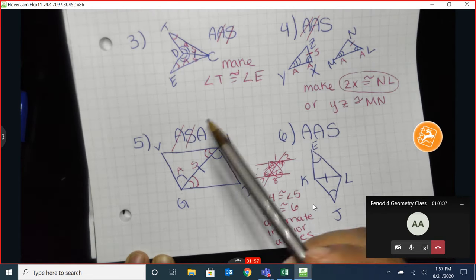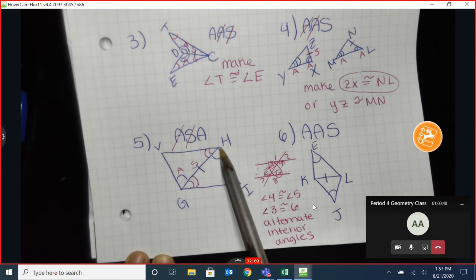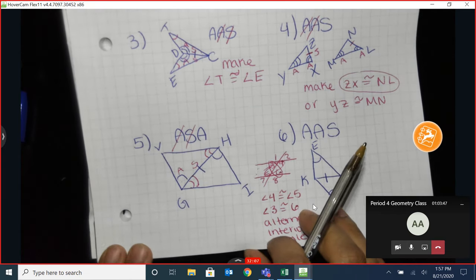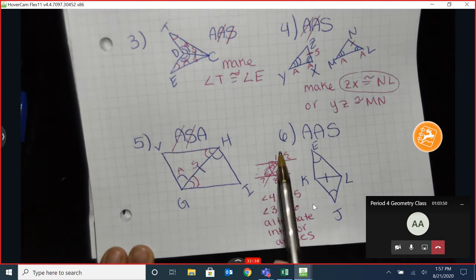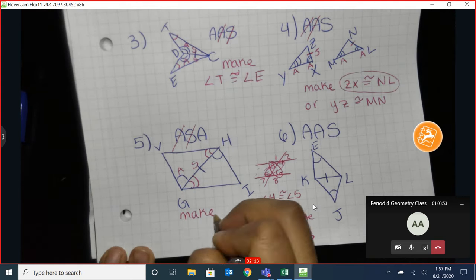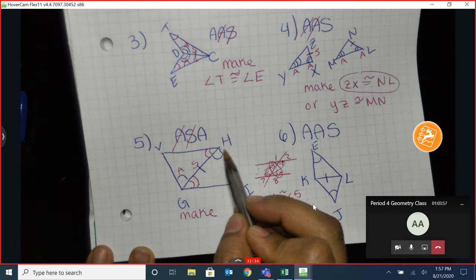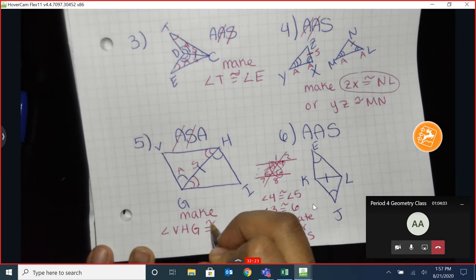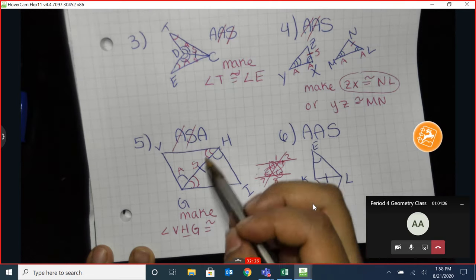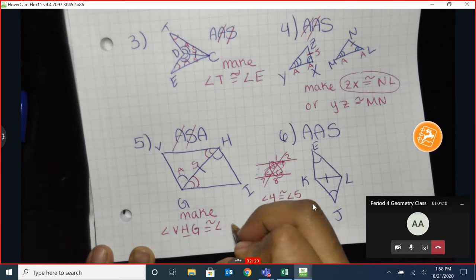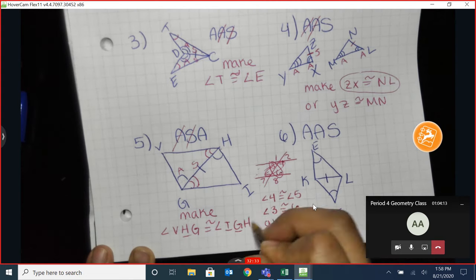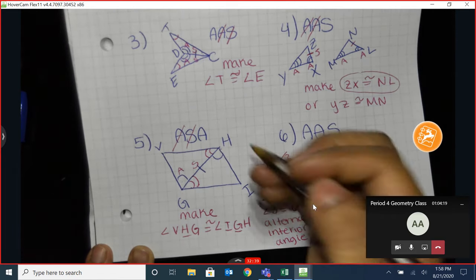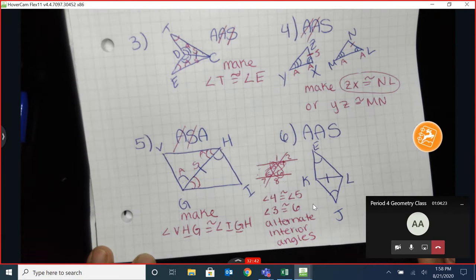So now, again, notice that angle H is being shared by both triangles. So instead of saying angle H and angle G, you have to be more specific to refer to the top one and the bottom one. So now I'm going to say that you have to make angle VHG, which is referring to angle H, congruent to, notice that the H is in the middle because that's your focus, IGH, again referring to G, which is being shared. And that's it. Now you have angle, side, angle on both triangles.